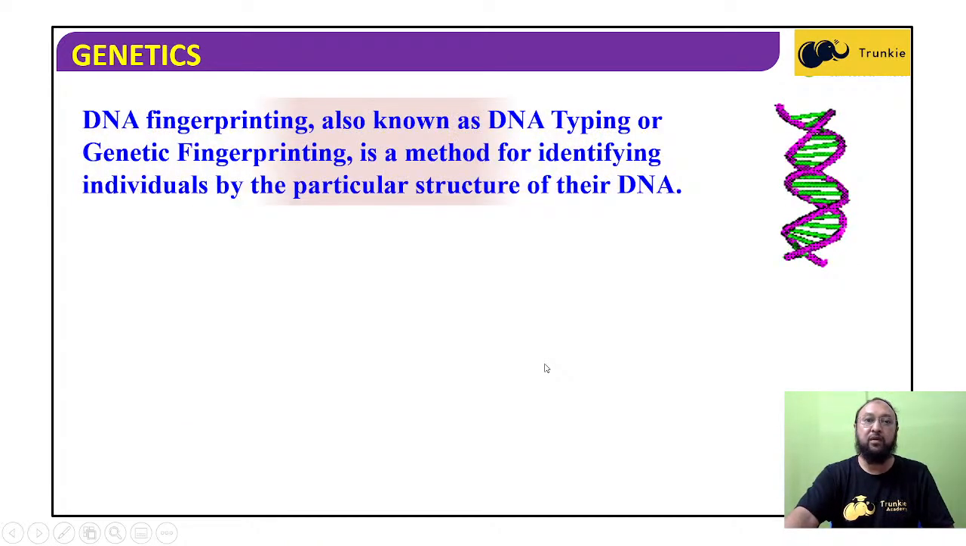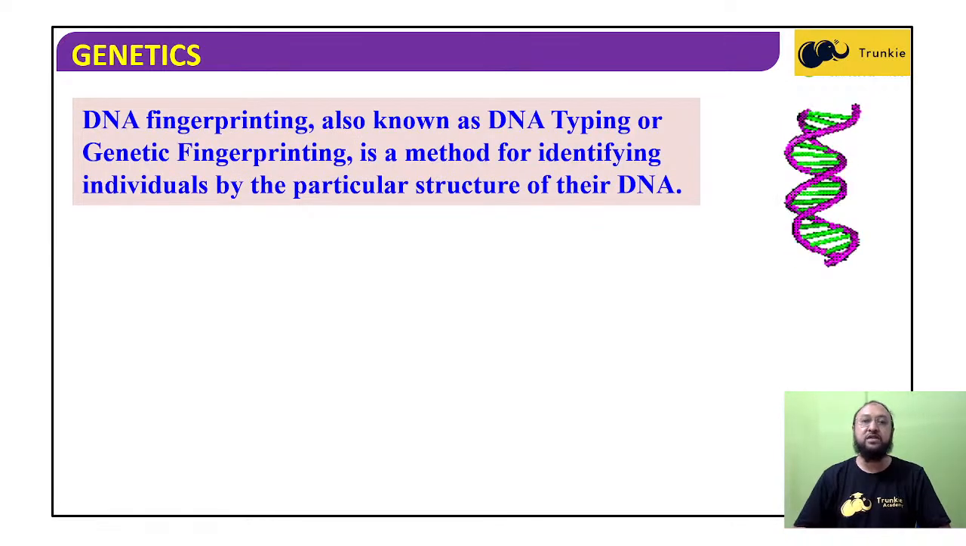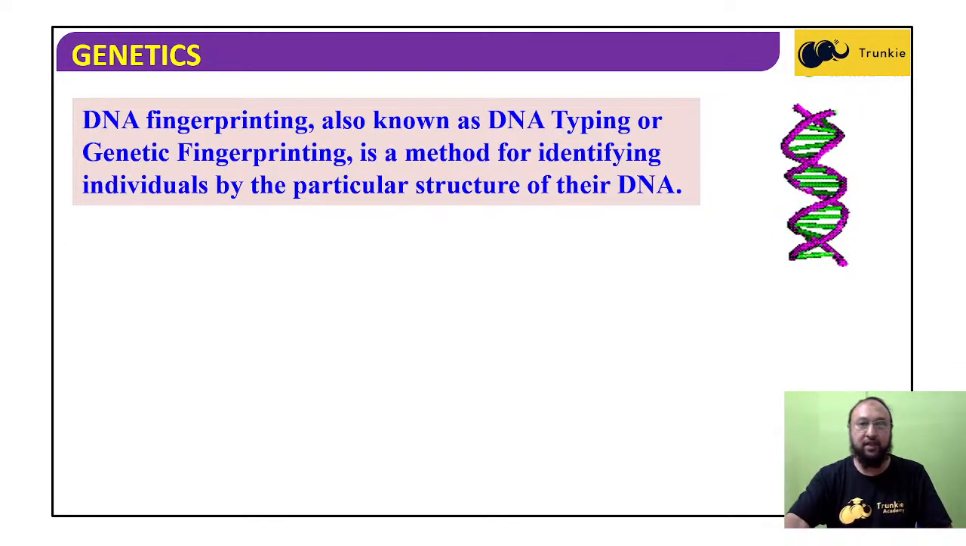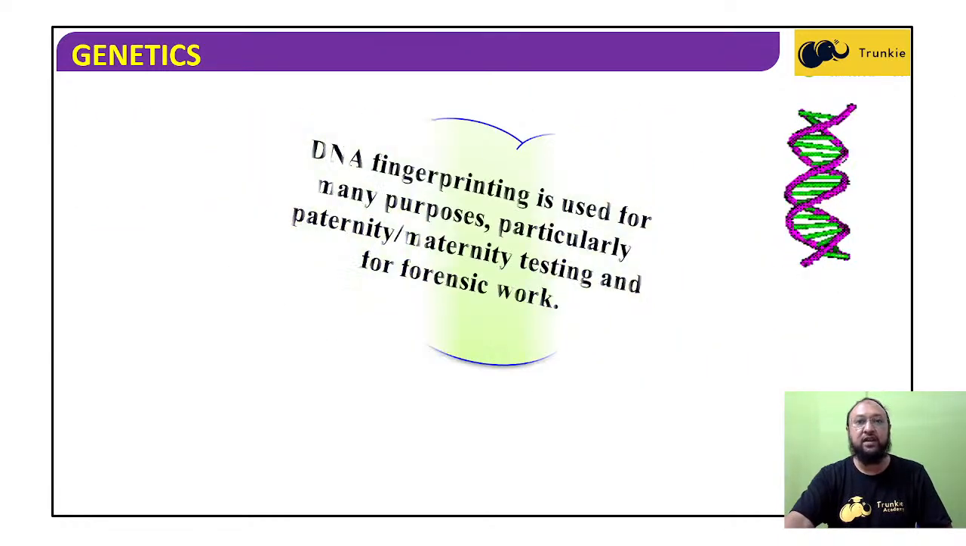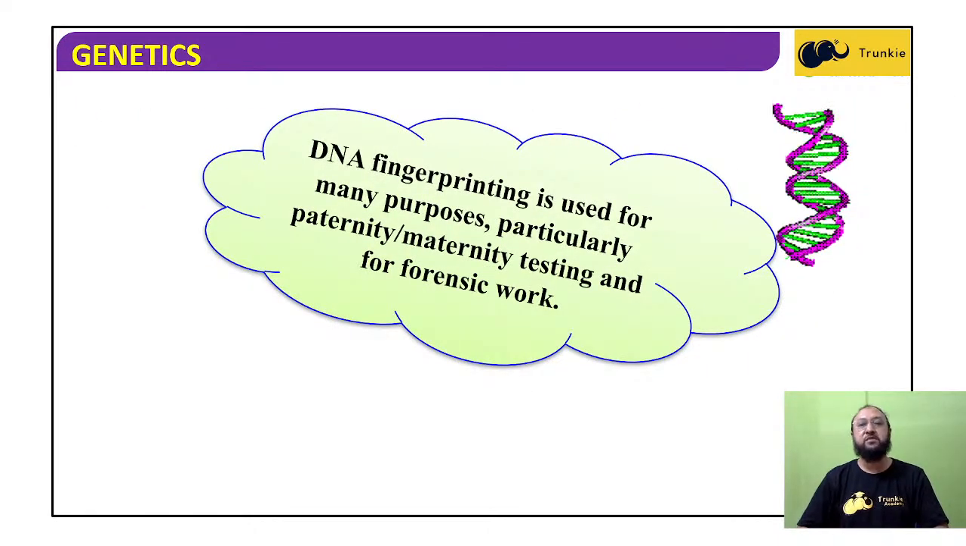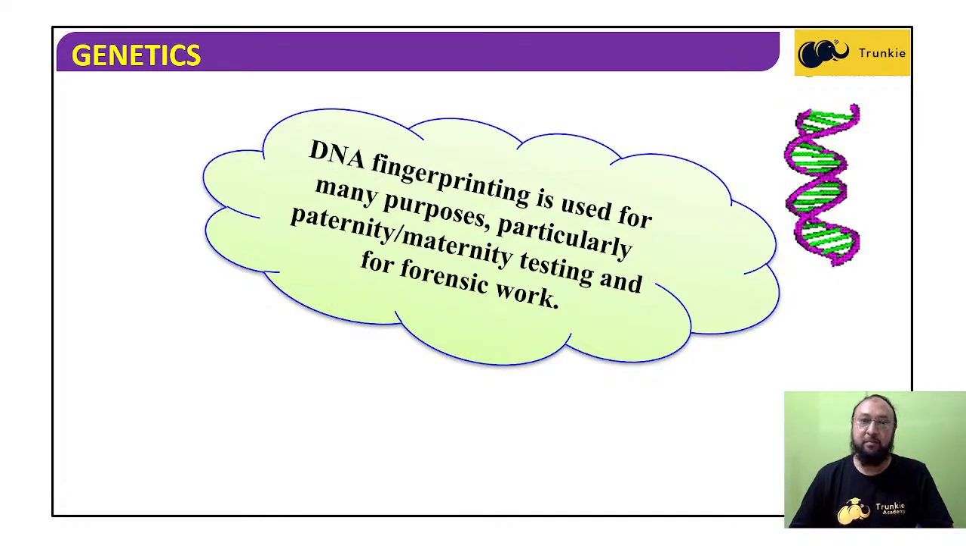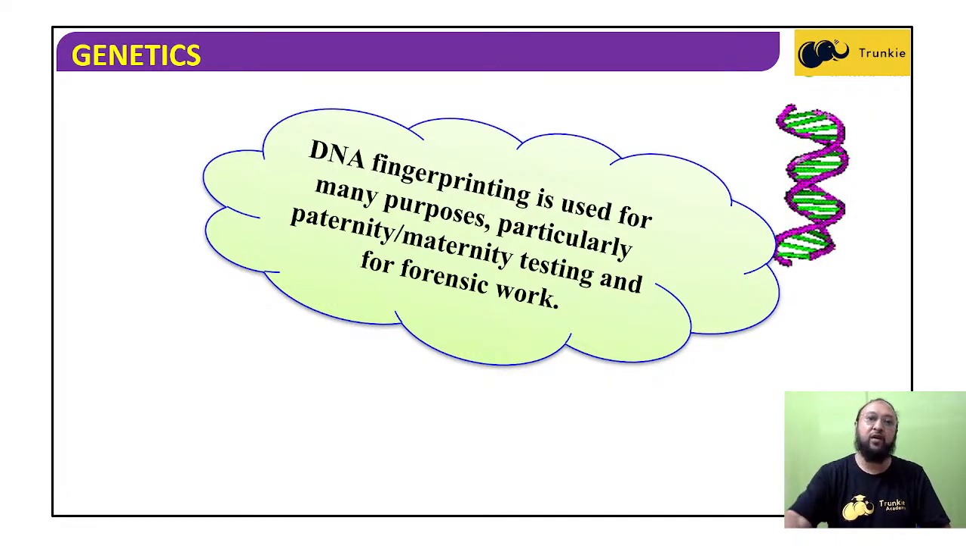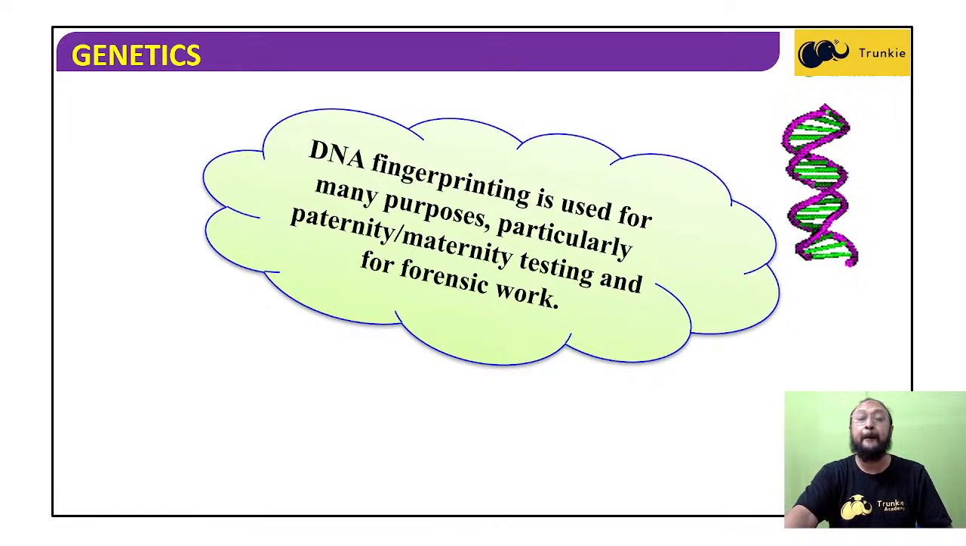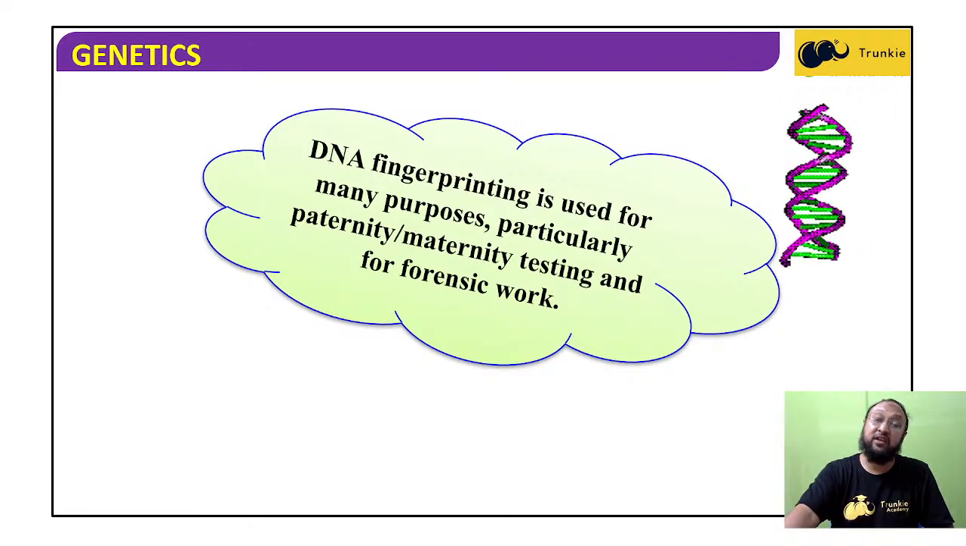DNA fingerprinting, also known as DNA typing or genetic fingerprinting, is a method for identifying individuals by the particular structure of their DNA, that is, the repetition in the DNA. It is used for many purposes, particularly detecting paternity, maternity testing, and for forensic work, like identifying the criminal or murderer.